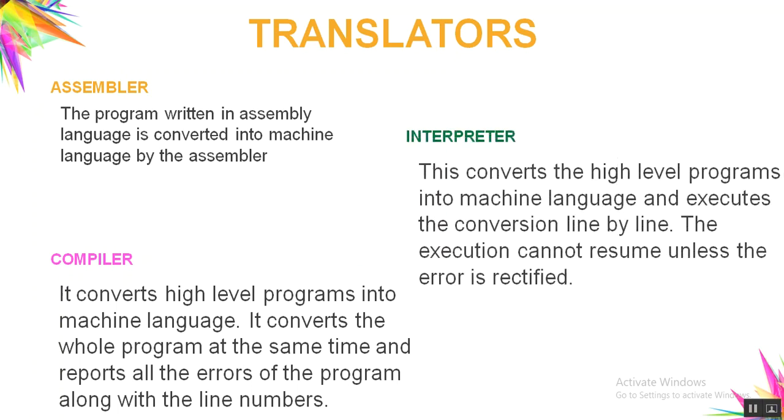Next is your interpreter. This converts the high-level programs into machine language and executes the conversion line by line. The execution cannot resume unless the error is rectified. So what it does, it is going to give you the error on each and every line. So unless and until you rectify the error on one line, it is not going to proceed further.